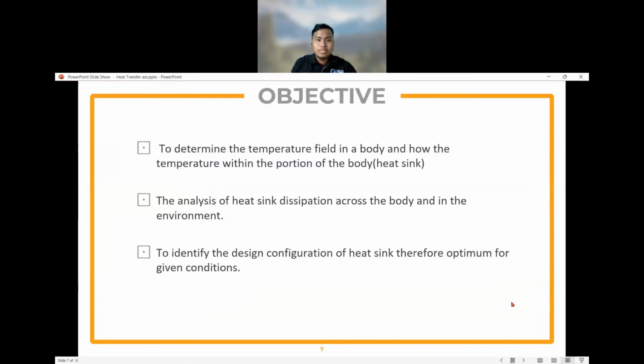So next is the objective. First is to determine the temperature field in a body and how the temperature varies within the portion of the body, the heat sink. Second is the analysis of heat sink dissipation across the body and in the environment. And third, lastly, to identify the design configuration of the heat sink, therefore optimum for a given condition.